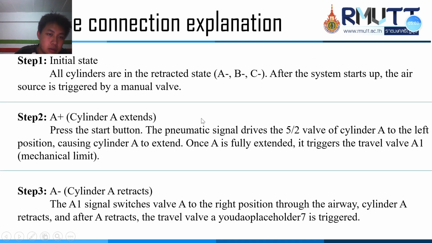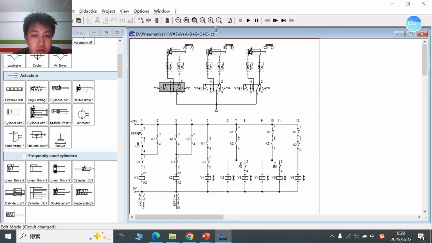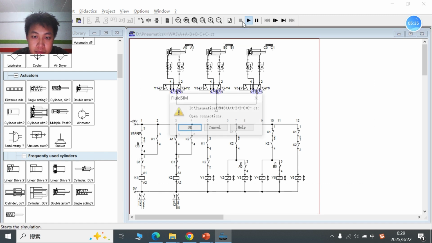Okay, so we can see the software connection explanation. The first step, you can see its initial state. All cylinders are in the retracted state, A minus, B minus, C minus. After the system starts up, the air source is charged by a manual valve. You can see the circuit. Okay, so let me start.